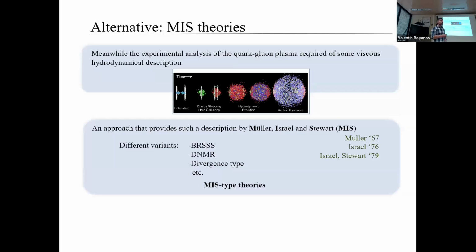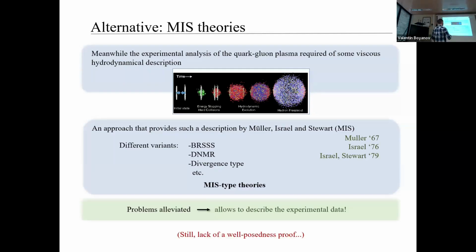These were the first to introduce a novel idea in which, by doing some changes in the equations, they extend the gradient expansion up to second order and promote the dissipative part of the stress tensor to be a new variable. They introduce new variables and new equations. They gain some good properties. The problems are alleviated, and this allows to describe the experimental data. So up to some extent, now we have a theory that is doing the job.